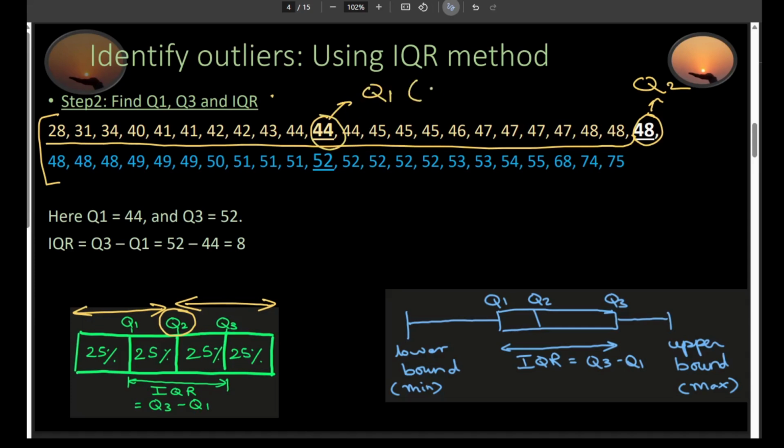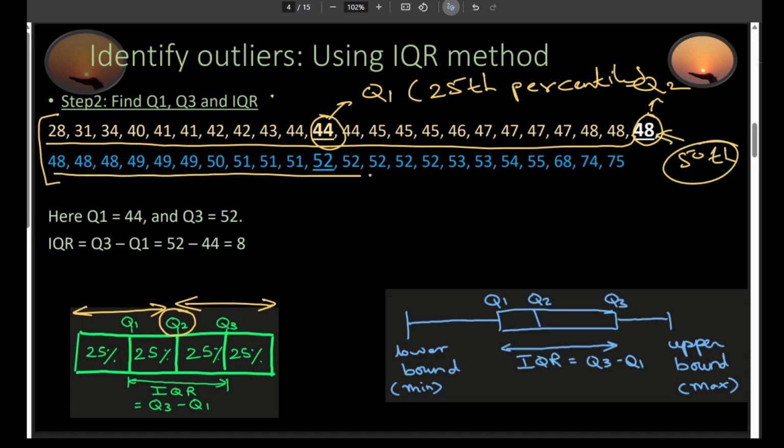Another name for Q1 is the 25th percentile. You're going to hear the term 25th percentile in literature. Likewise, Q2 is called the 50th percentile. And likewise, you can also find Q3, which is the median of your upper half. This is my upper half right here, and the median of my upper half is this number right here. It is Q3, and another name for it is the 75th percentile.